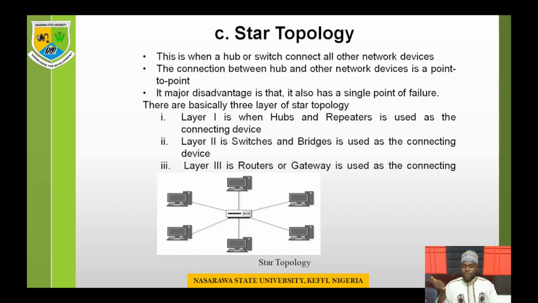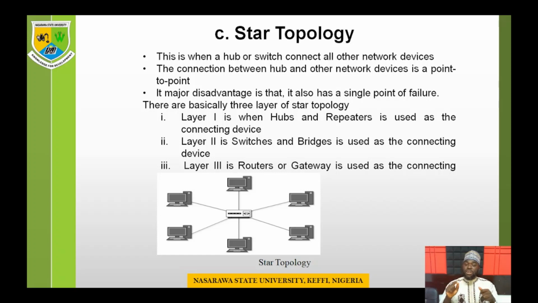So layer one is when hubs and repeaters are used as the connecting devices. A hub is almost a legacy device. Now you hardly find it because it has so much collision. The collision domain of a hub is very high. So it's almost a legacy device. It's not used, but for academic purposes, we'll tell you that yes, a hub can be used.